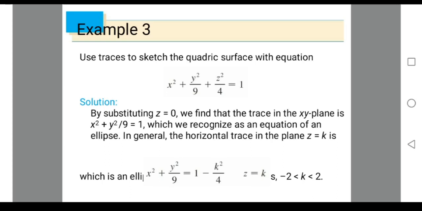So use traces to sketch the quadric surface with equation x squared plus y squared by 9 plus z squared by 4 is equal to 1. Alright, now here you can see that we have this particular equation, right? And we have to sketch a quadric surface with the help of this equation.